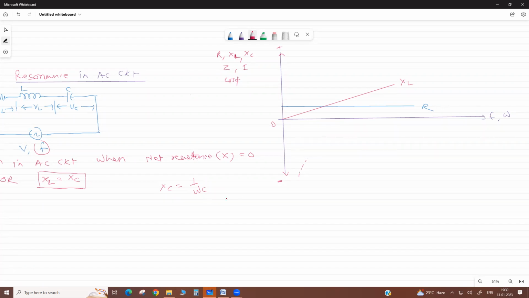So this is coming from infinite and always negative. When your frequency is infinite, omega C is 0, so at infinite it touches this 0 line. This is your XC. Always it is in the negative quadrant. Now we draw the net reactance XL minus XC. So it is coming like this, at some particular value.